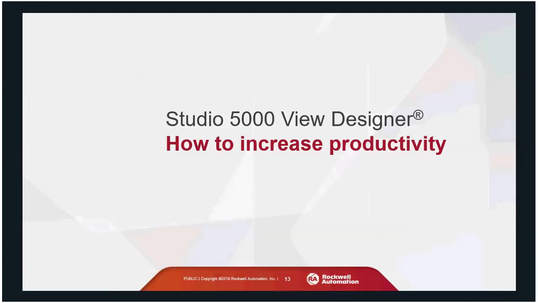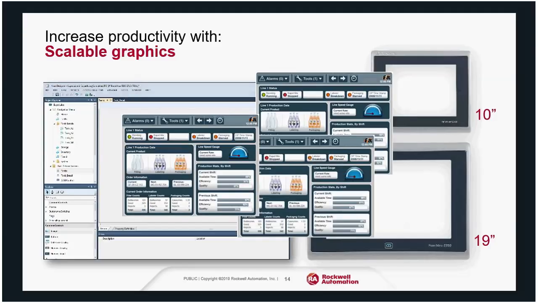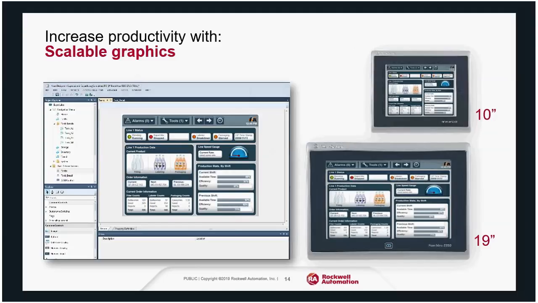So how do we increase productivity in View Designer? What makes this different than other HMI solutions? So let's say I'm an OEM and I decide that, initially I was using a 10-inch screen for my machine, and now I want to scale that up to 12 or 19 inches. Rather than have to redo the whole entire project, PanelView 5000 has what we call scalable vector graphics, which will scale up to bigger screen sizes without sacrificing resolution or clarity, so it won't look pixelated or fuzzy. And that takes care of it for you automatically.